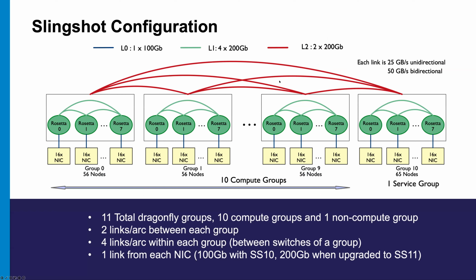To get an idea of the network configuration, we have 10 compute groups. Depending on how your job is allocated, if you're using a few nodes, you'll be in one group. If you use a lot of nodes, it typically will spread out among groups and give you the maximum global bandwidth between your nodes. And we've got 56 nodes in a single group.